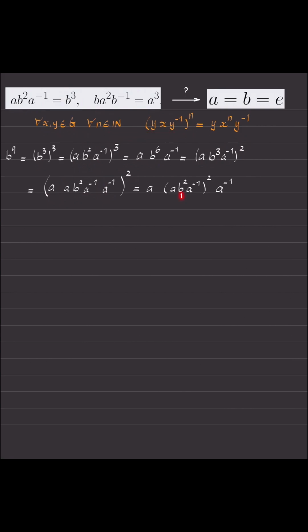Again, you see how many times I'm using this property. Here b squared is sandwiched between a and a inverse, and I'm raising it to power 2, so a and a inverse will not be affected, but this will be raised to power 2. So I have a here, a inverse at the end, and the middle term will be a b to the power of 4 a to the power minus 1, a inverse.